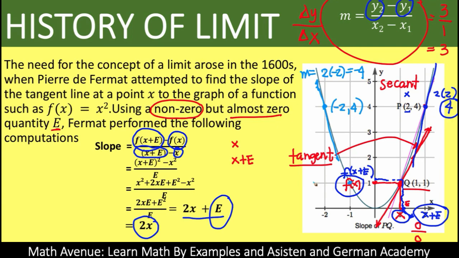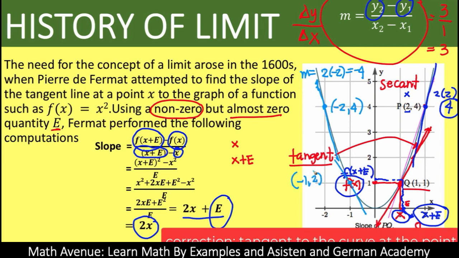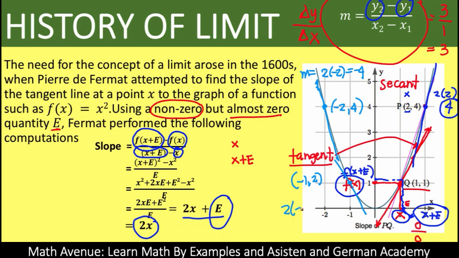At this point, which has a coordinate of (-1, 2), what is the slope of the line that is tangent to that point? We can compute using this formula, 2x. 2 times the x value -1 equals -2. So therefore, at the point (-1, 2), the slope of the line tangent to that curve at that point is -2.